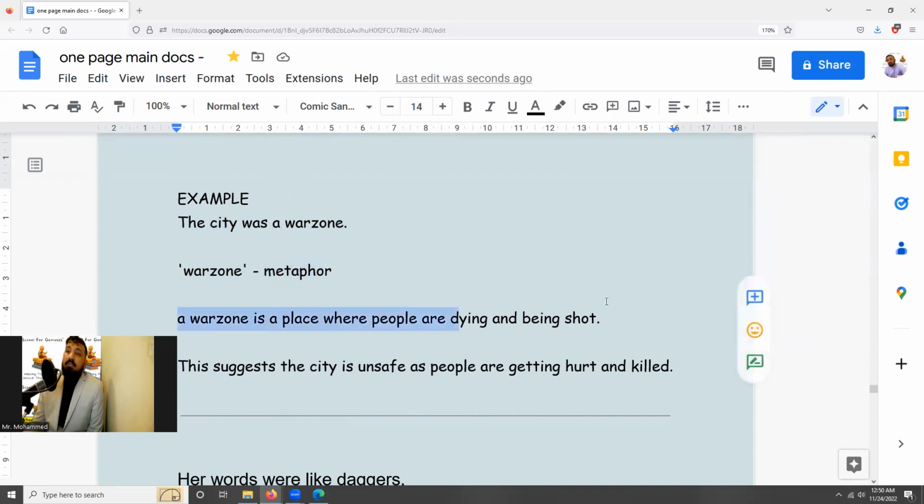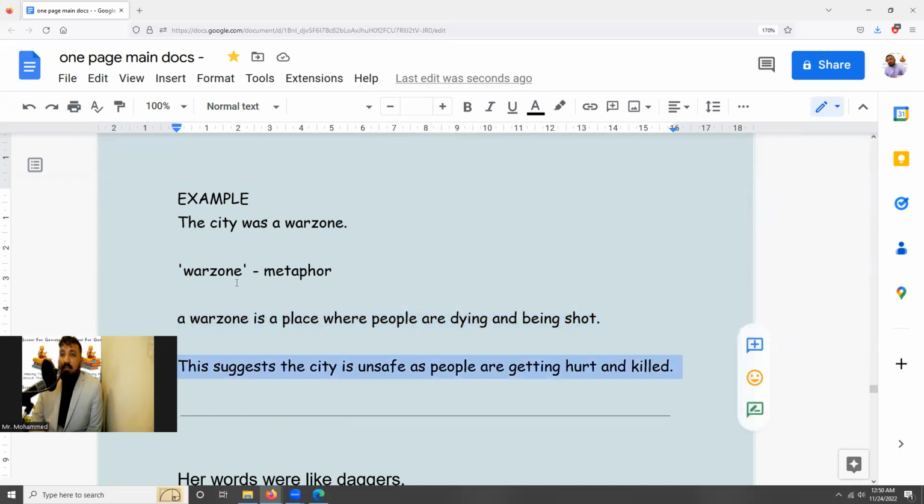And then we explain what is a war zone. A war zone is a place where people are dying and being shot. And then we just explain what the writer is trying to say by making the comparison. We just say this suggests the city is unsafe as people are getting hurt and killed. We could have said the city is unsafe as people are dying and being shot. Or it's a violent place, or anything like that would have been good.